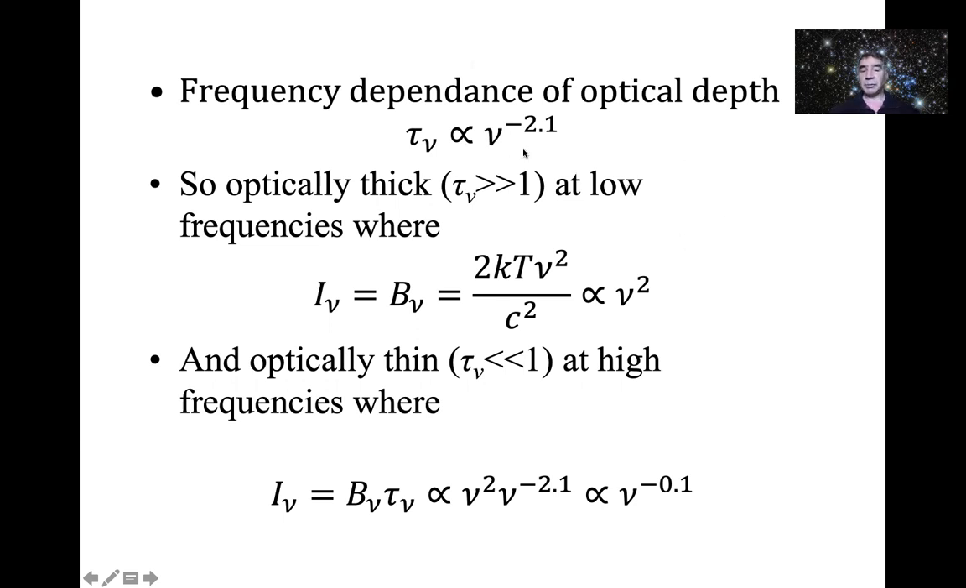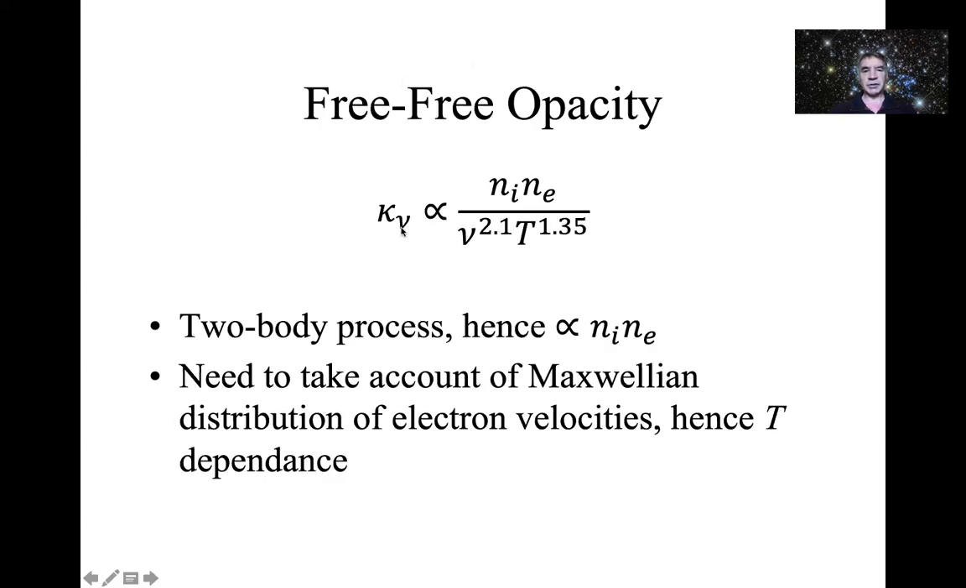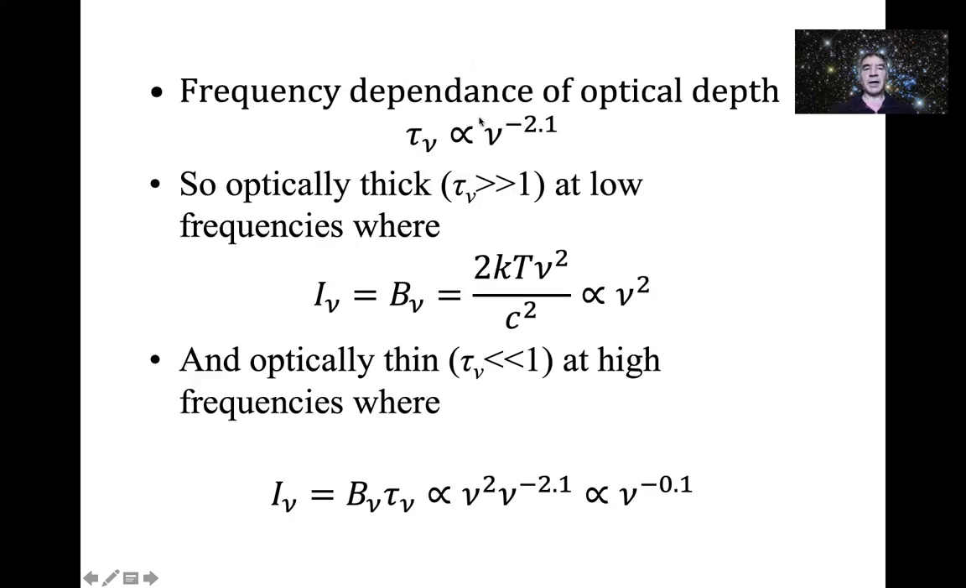So I just want to now explore, I just subtly changed from opacity to optical depth here. So this was the opacity formula. But of course, optical depth is just this times some path length, and so it will have the same frequency dependence. Okay, so the optical depth at a particular frequency depends on nu to the minus 2.1. So that means as we go to lower and lower frequencies, the opacity gets higher and higher quite quickly.